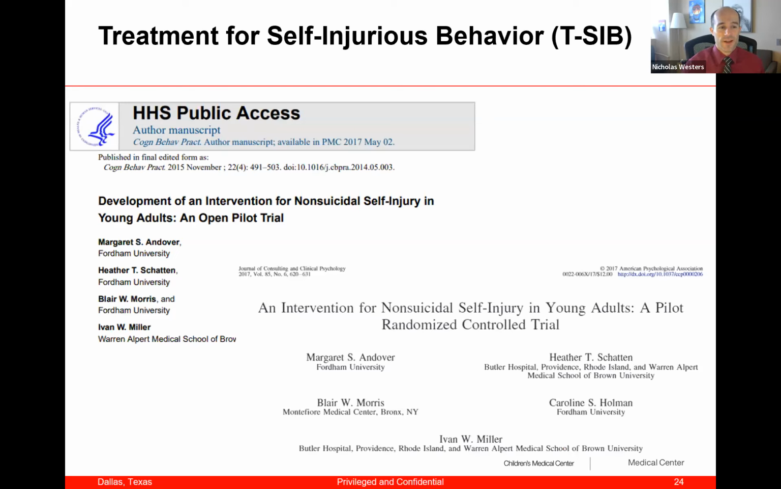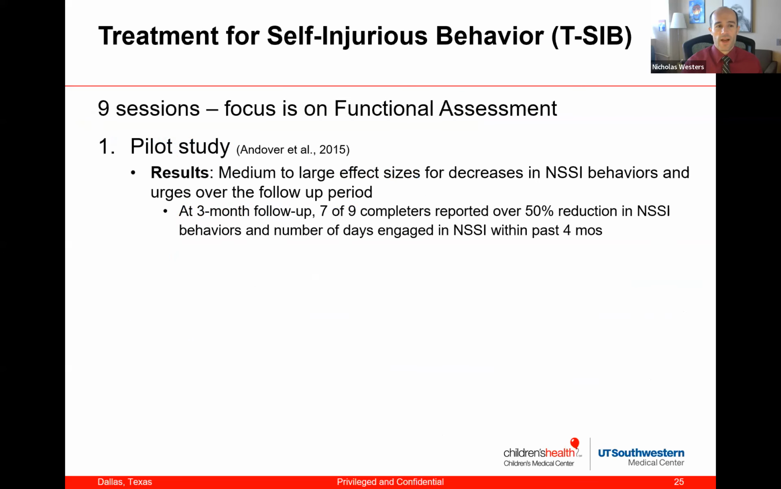The first pilot trial was published in 2015, and then a randomized controlled trial in 2017. So T-SIB was developed as a 9-session CBT intervention to target NSSI among young adults with and without borderline personality disorder. And there's a heavy focus on functional assessment. So it's a very behaviorally oriented intervention.